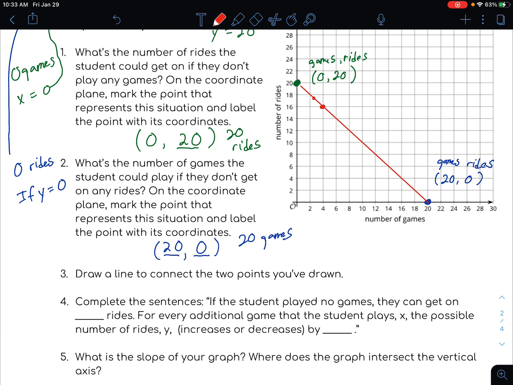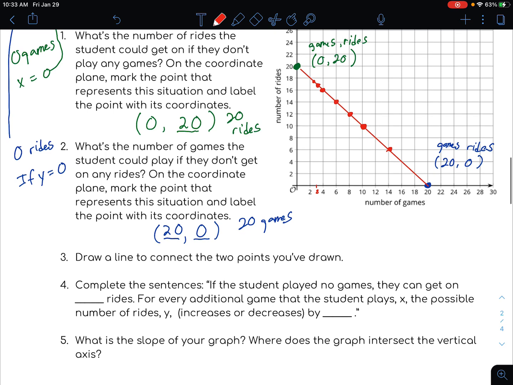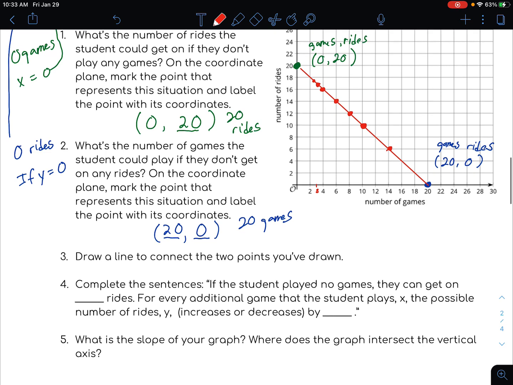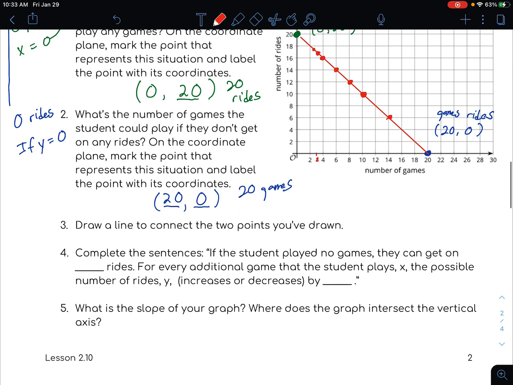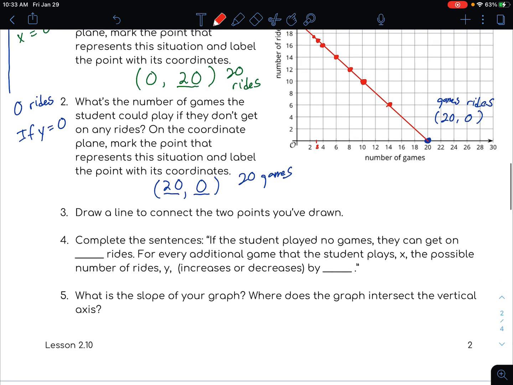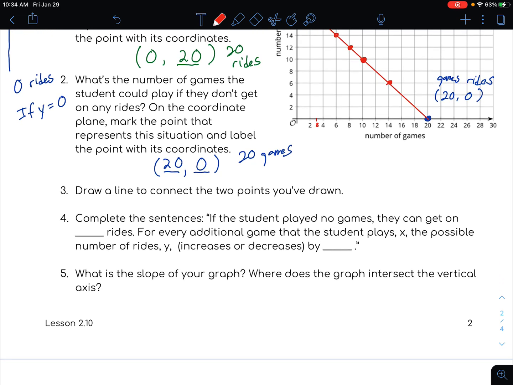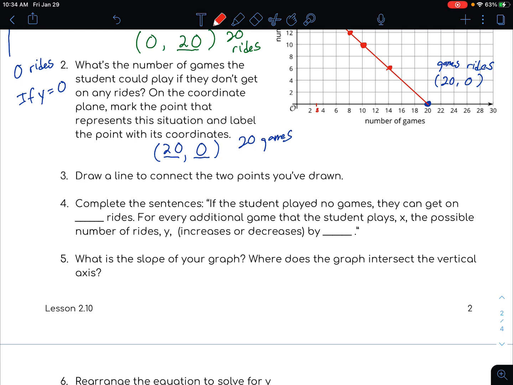The scale is by 2 here, so you could have something in between that would still be a whole number, but really you've got a bunch of combinations here that would work for this situation. Like 10 games and 10 rides would add up to 20. 14 games and 6 rides would add up to 20. But in order to graph a line, you need 2 points, and we had the 2 points at the beginning, which were the y-intercept and the x-intercept, which we can often calculate more easily.